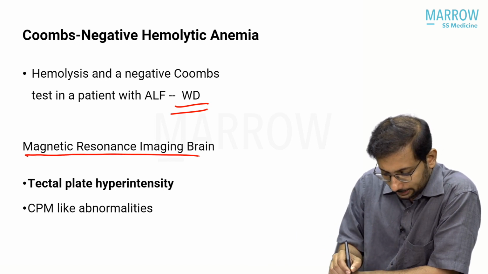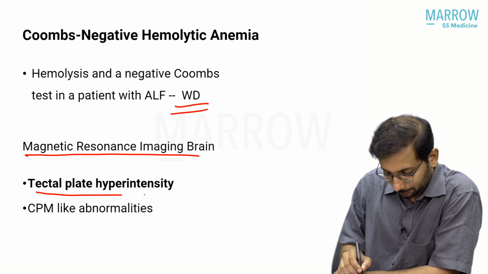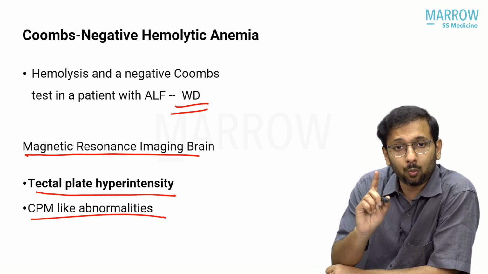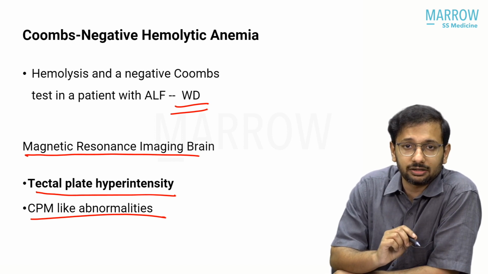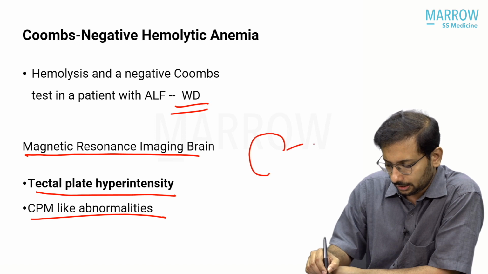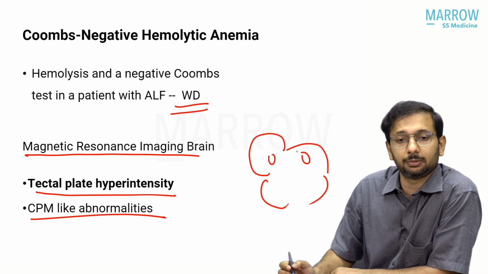Now coming to magnetic resonance imaging of the brain in Wilson's disease. You have something called tectal plate hyperintensities and central pontine myelinolysis-like abnormalities. The one important MRI feature of Wilson's disease, which is not asked but is there, is the giant panda in the midbrain. The midbrain looks like a giant panda's face.